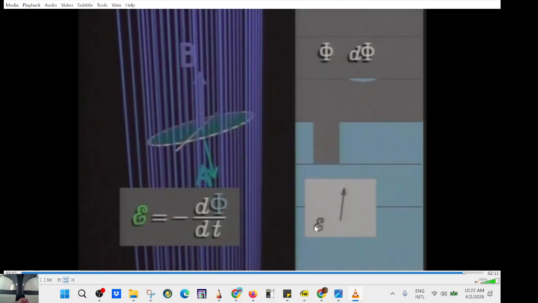So the EMF that you're going to induce here is going to follow a sine wave. That's what we get from the outlet.